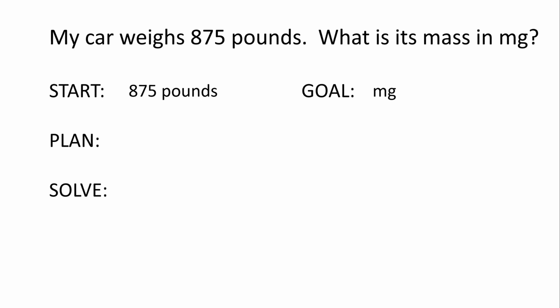Okay, at the start we have the car, and it has a weight of 875 pounds. And the question again is, what is its mass in milligrams? Right? So we're looking for a unit of milligrams. Both of these are units for how much this object weighs. So let's think about how we can get from pounds, which is in our English system, to units that are in the metric system, milligrams.